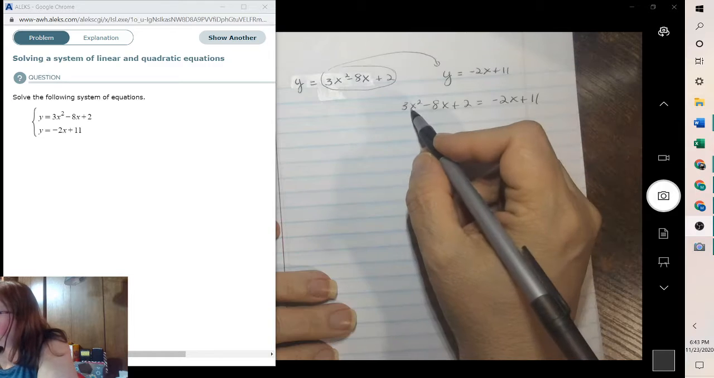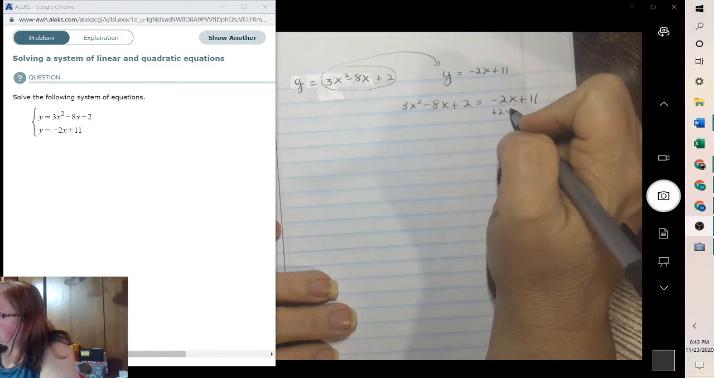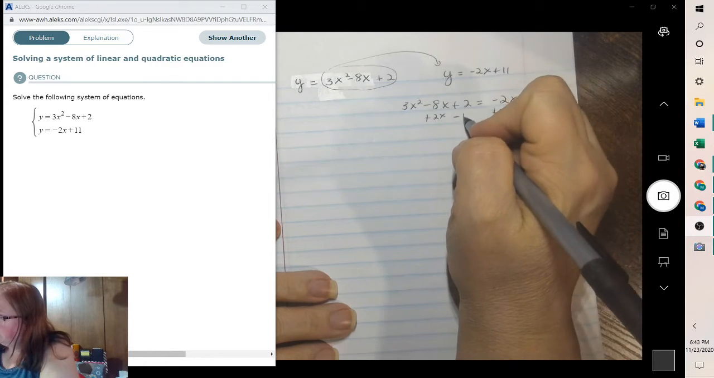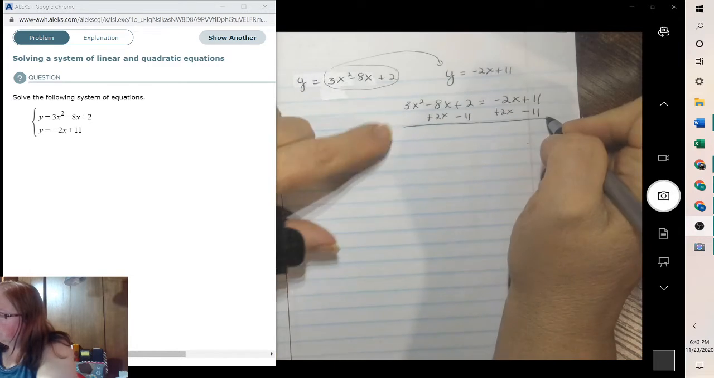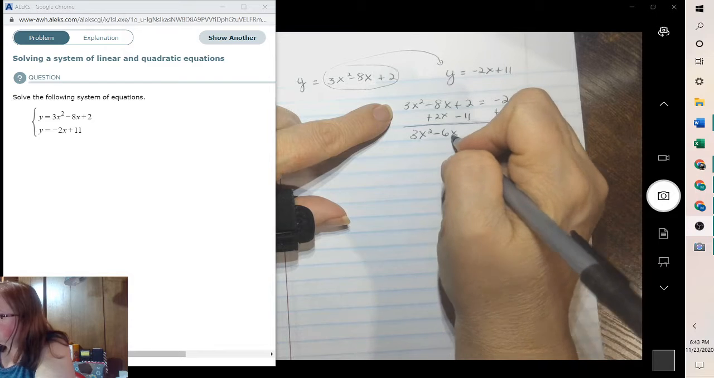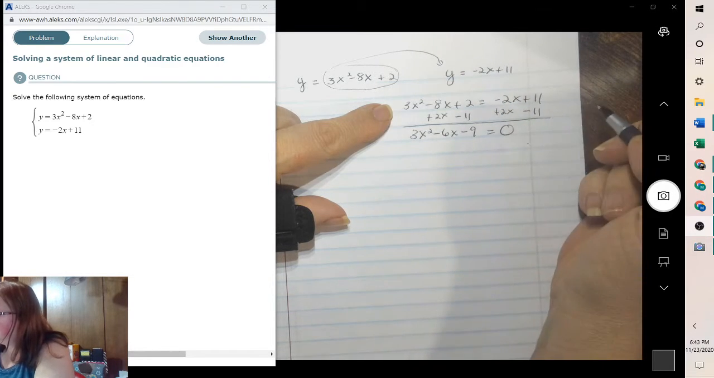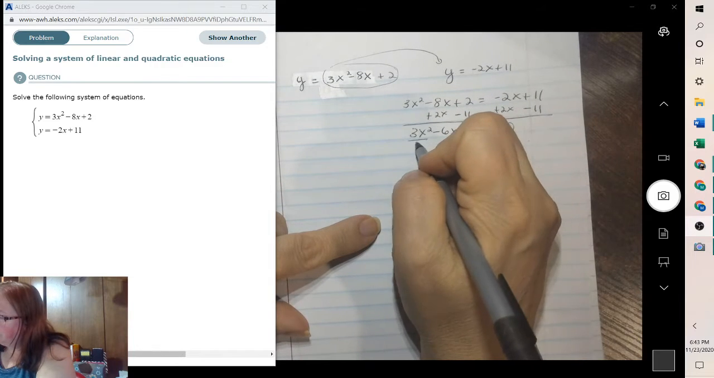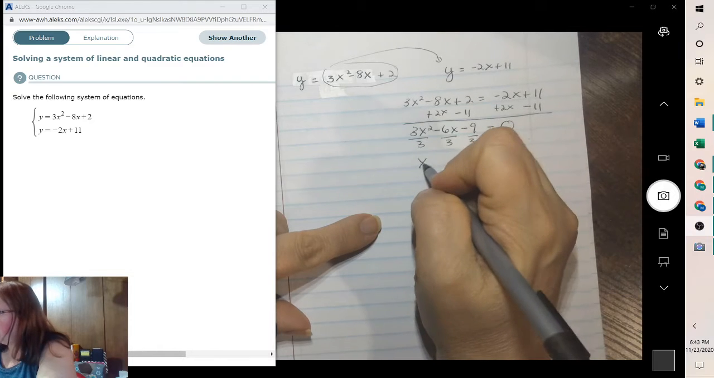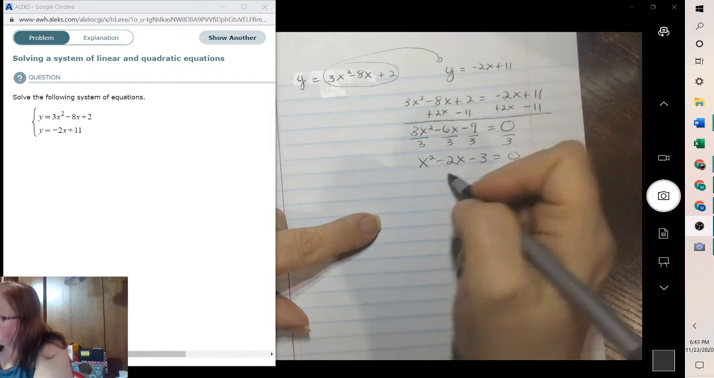And then it's quadratic, so we need to get it set equal to 0. We'll add the 2x over and subtract the 11. So we have 3x squared minus 6x minus 9 equals 0. Notice we can divide these all by 3 so that we have x squared minus 2x minus 3 equals 0.